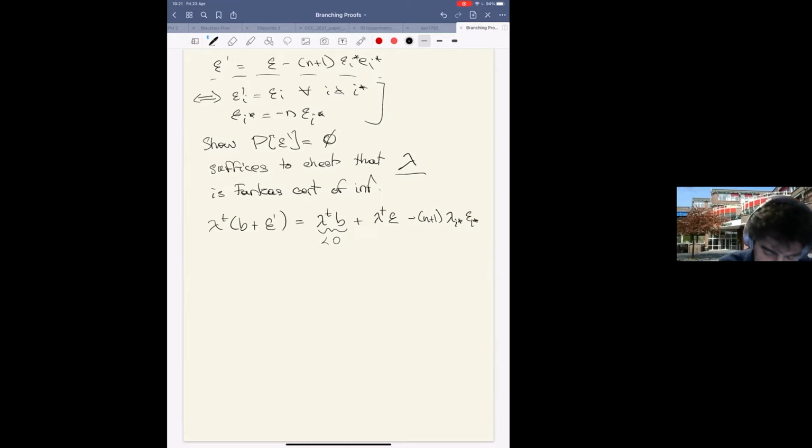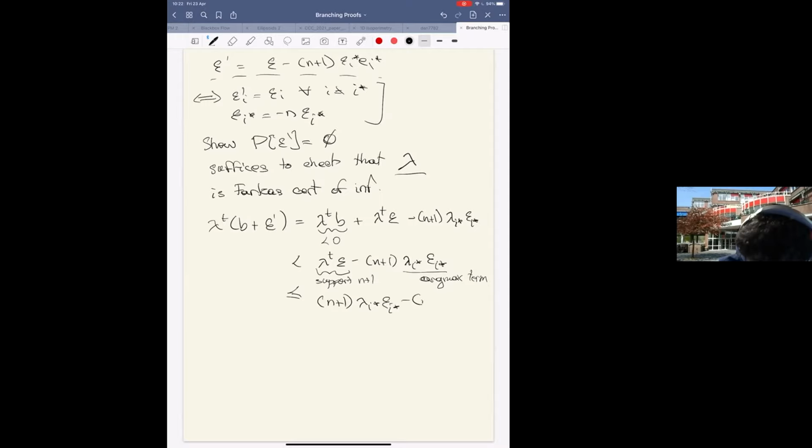And so, what do we know? We know that this, because of the first term, is strictly smaller than this. Okay, and now remember that this has support n plus one, and this is the argmax term. So this is clearly smaller than n plus one times the argmax term minus the same thing, which is just equal to zero.